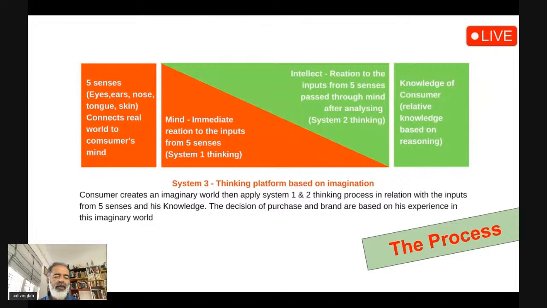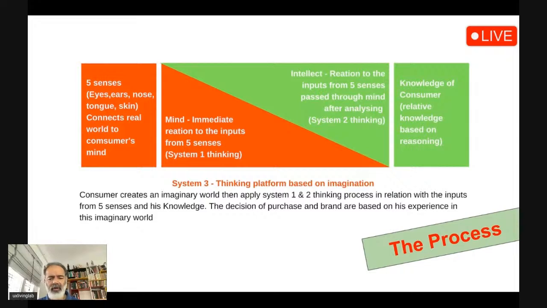So actually, the decision of purchase is happening in system three, in that imaginary world. That's one of the important aspects you have to understand from this model. You have system one thinking, emotionally attached. Then intellectual, logical thinking, that is system two. But when the customer visualizes and is convinced of the usage of that product for her family, or for his kids, or for the future, then only the purchase will happen. Otherwise they will just reject.